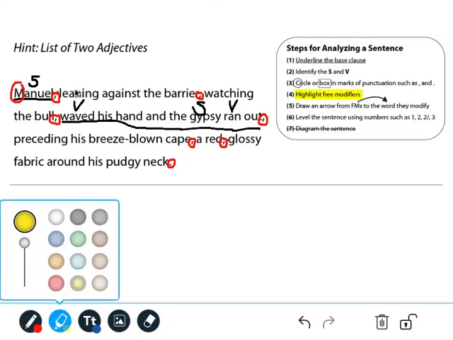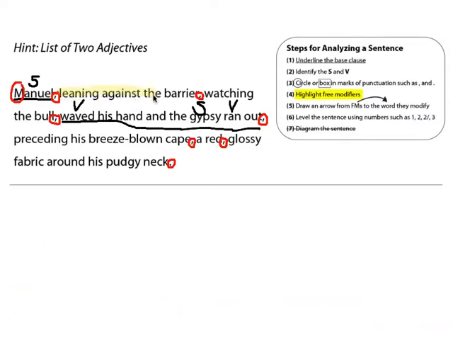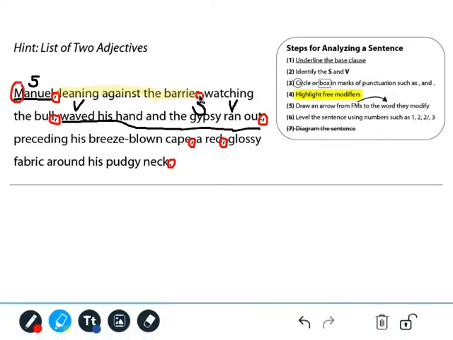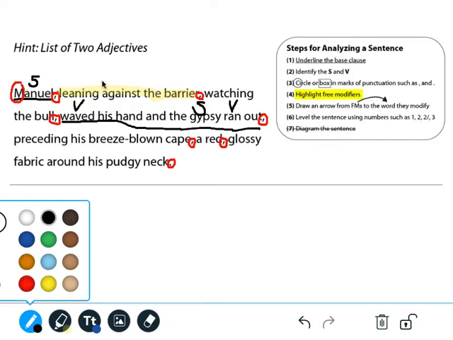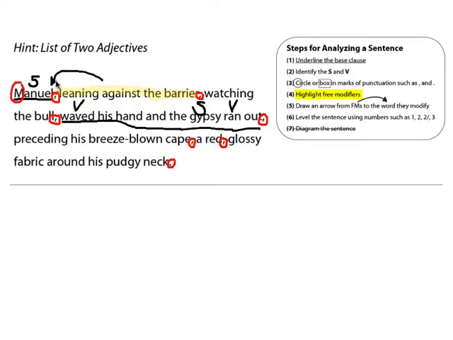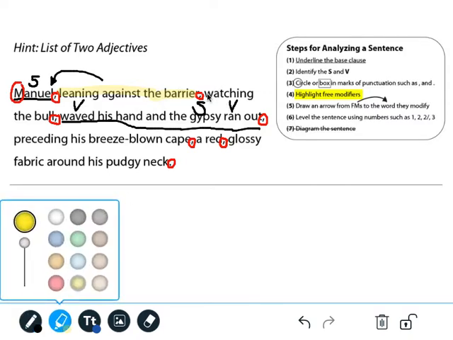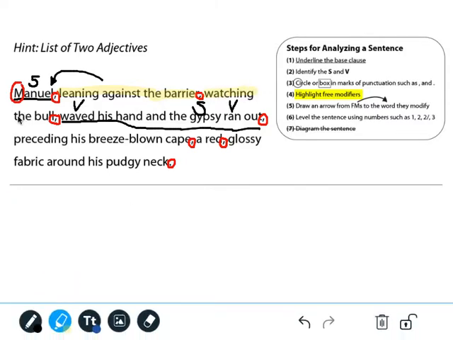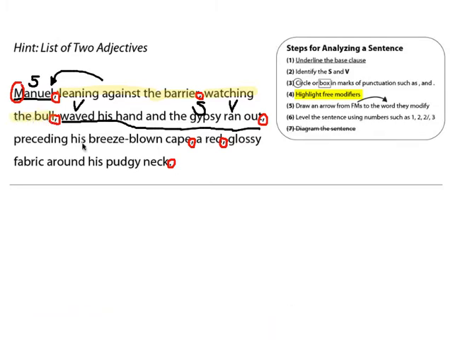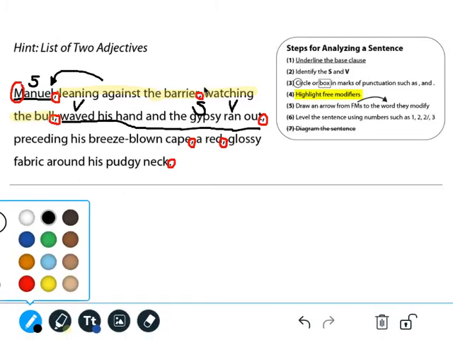But part of the process is, who is it that's leaning against the barrier? And when you see this mark of punctuation here and this mark of punctuation here, almost immediately you would be like, well, it's Manuel. Manuel is leaning against the barrier. This free modifier is so close to Manuel that it seems really obvious that it is modifying Manuel. Same thing with watching the bull. It modifies Manuel. Who's watching the bull? It's Manuel.